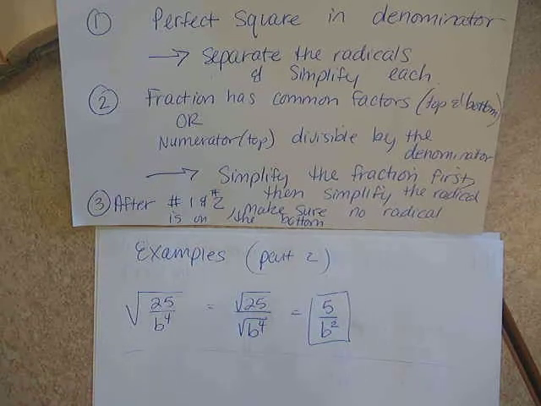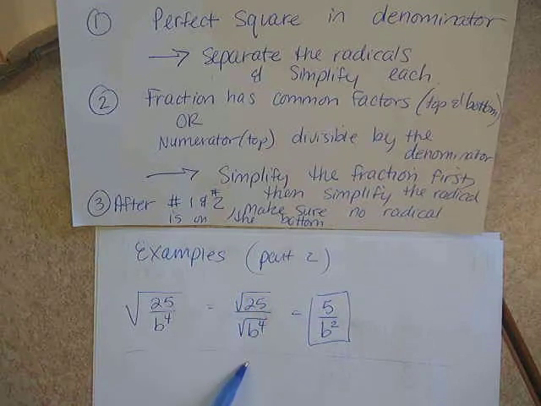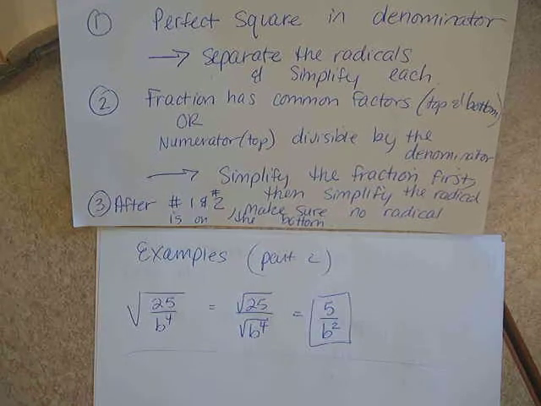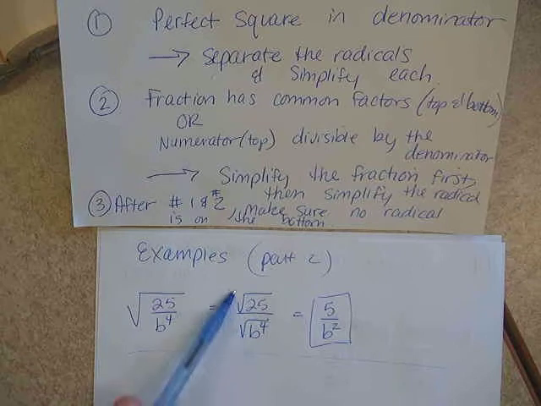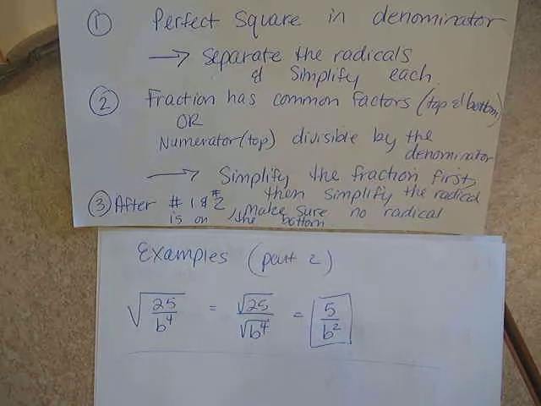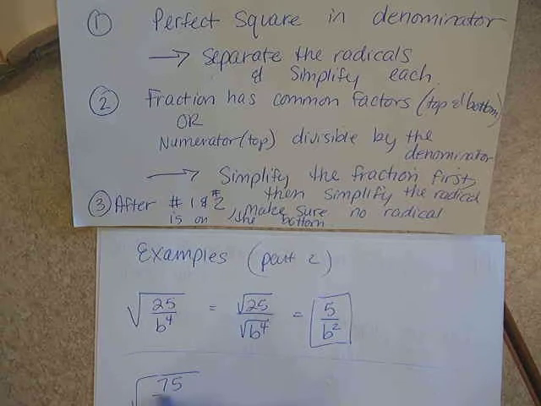Okay, let's look at, well, we took the square root, so once you take the square roots, we don't keep the radical. These are both perfect squares. So, all right, let's look at another one.